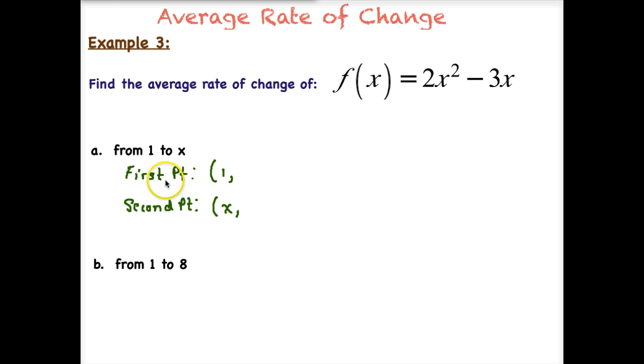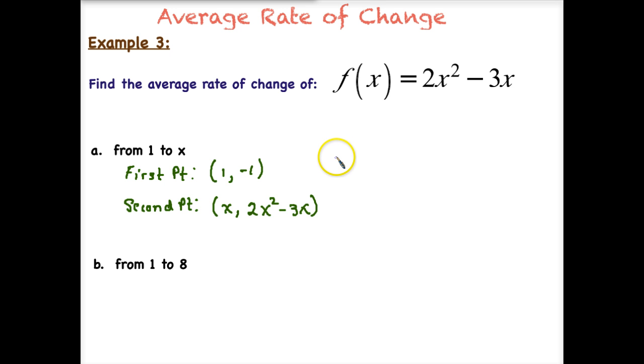If we look at our first point, if we plug a 1 into this equation, we get 2 times 1, which is 2, minus 3 times 1, which is just 3. So 2 minus 3 gives us a negative 1. The x, that's going to be a little more tricky. If we replace all of our x's with x, well, we end up with our same equation, 2x squared minus 3x. So now we have our y1, y2, as well as our x1 and x2.